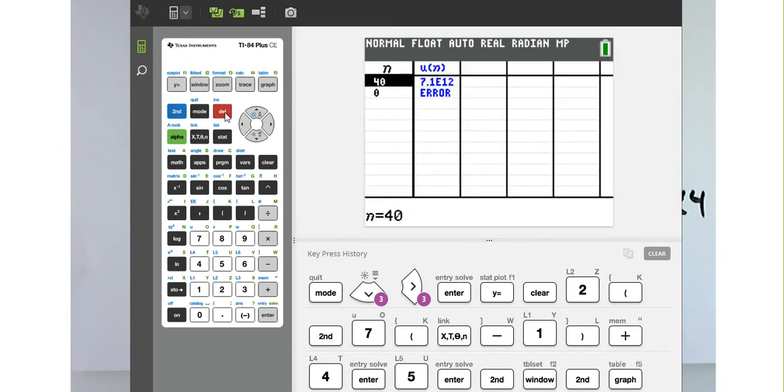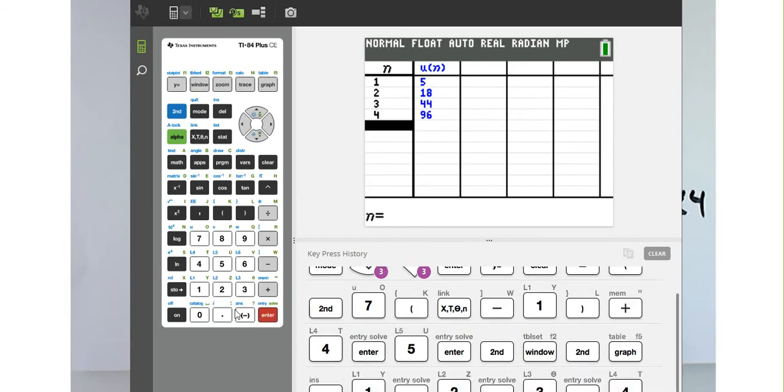I can delete this stuff. If I type in a 1, the first term is a 5. All right, that makes sense. Second term, third term. The nice thing about this is I could ask you, say, for the 50th term. Now, it might take a minute or so, but there you go.